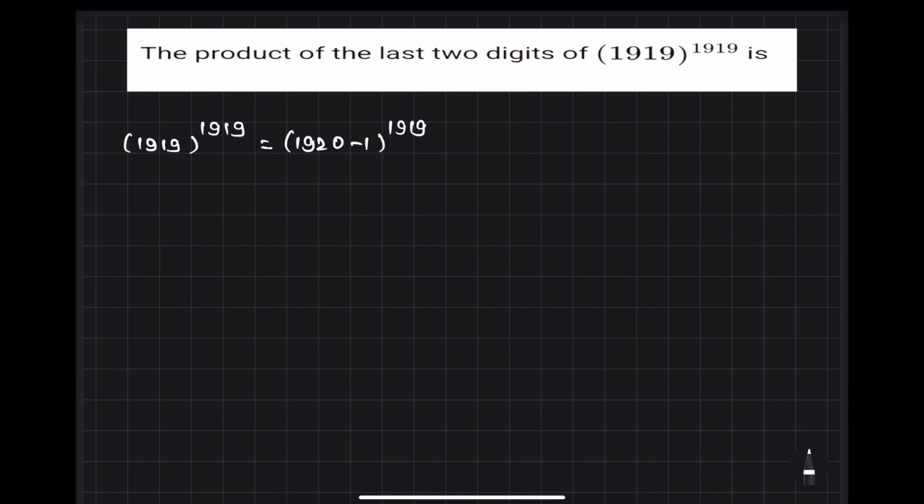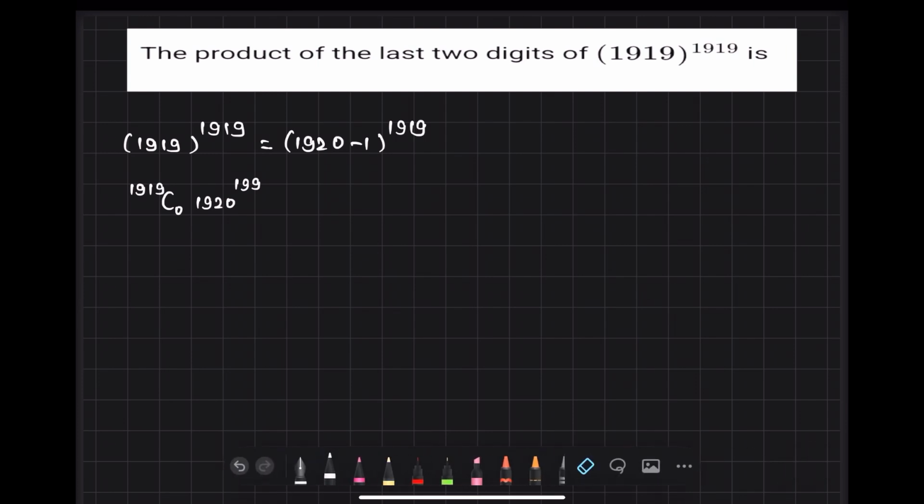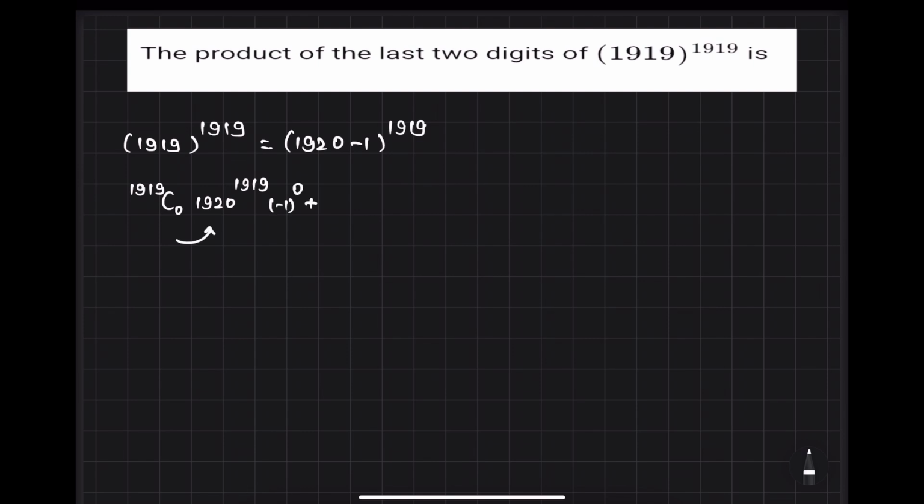So the first element will be 1919C0, 1920 to the power 19, it will be 1919, and minus 1 to the power 0. You know that this element will have 1919 zeros at the end, and these terms will not contribute to the last two digits because all numbers are 0 now. So 0 plus 0 will be 0. Now, it will keep on going.